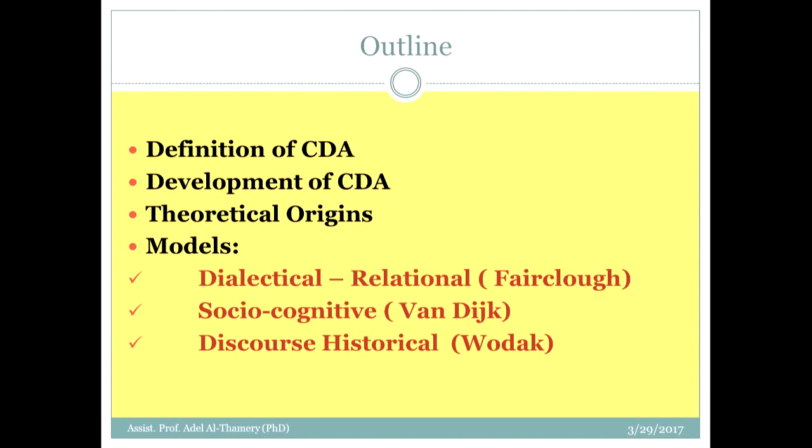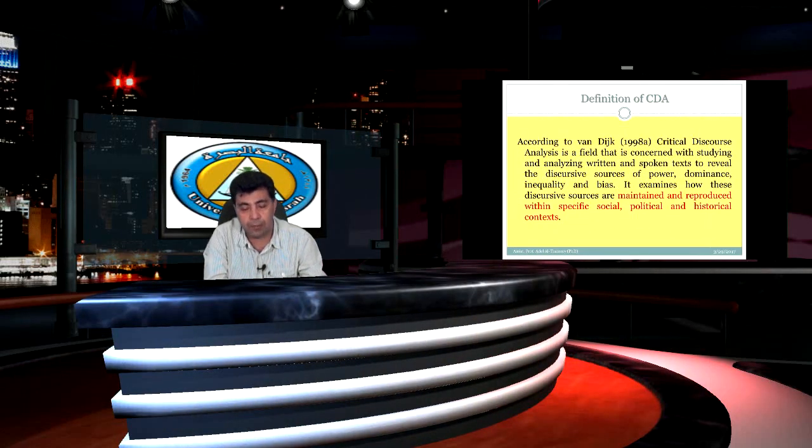The first one is the Faircloughian dialectical relational approach, or what is called the 3D approach. The second is the socio-cognitive approach adopted by Teun van Dijk. And the third one is the discourse-historical approach by Ruth Wodak. Actually, these three approaches are not the only approaches or frameworks in this discipline. We have other approaches such as the semiotic approach, the cultural approach, and the social semiotic approach. But for the purpose of our study for today, we will go only through these three.